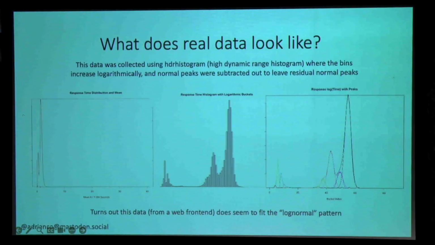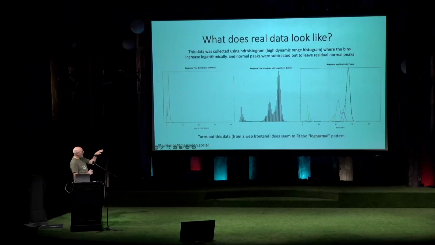I was staring at that saying, those look really symmetric and that looks like a normal to me. So I actually hand-fitted a bunch of normal distributions to it, which is the plot on the right. That was my starting point for this: if you fit multiple distributions to it, it works.